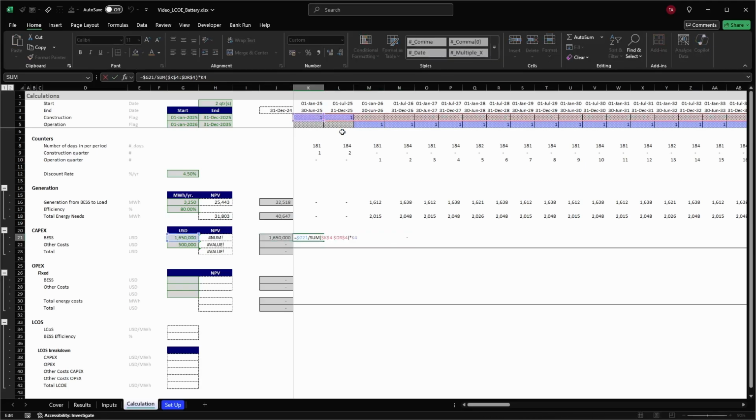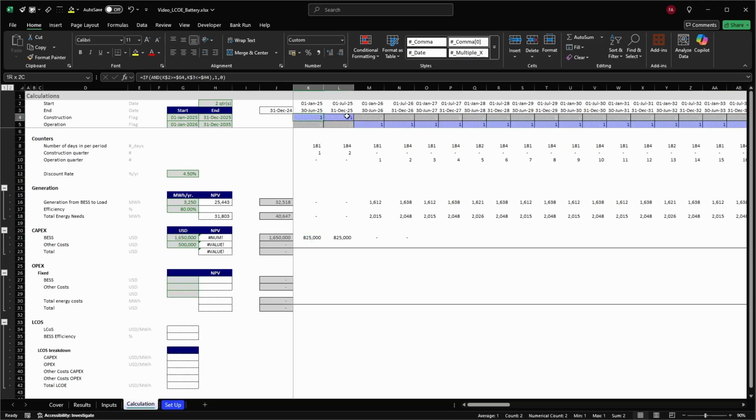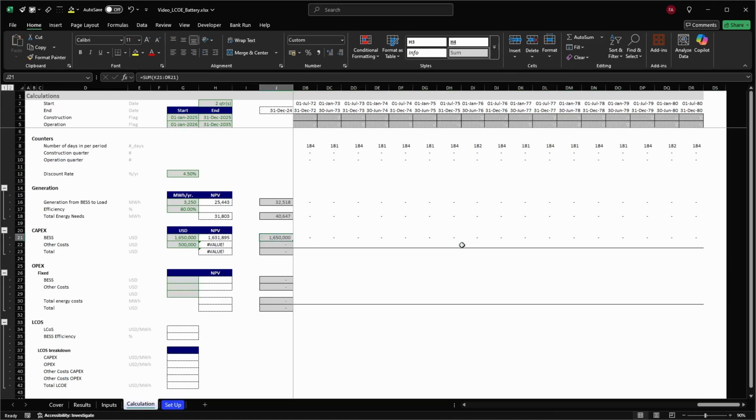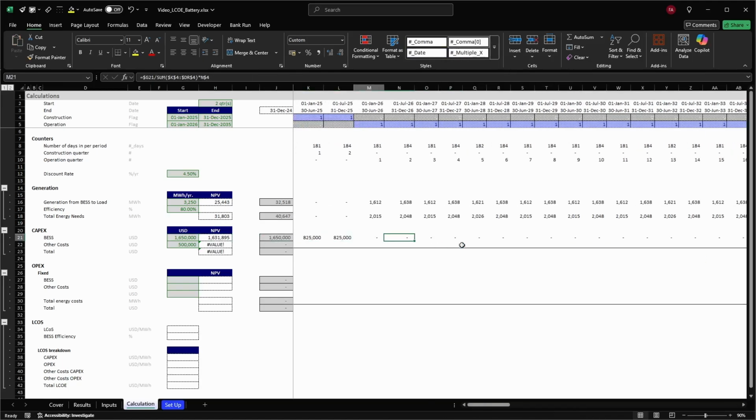So basically what this is doing, it is getting the number as the total capex and dividing it by the total number of periods we have during the construction phase, right? And then just checking whether we are under the construction or not by multiplying by the flag over here. I'm going to press it 2 more times, and I'm going to copy and paste everything across. Okay, so this is working correctly.